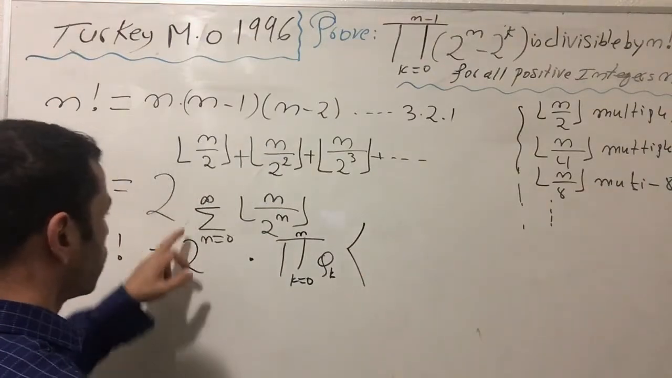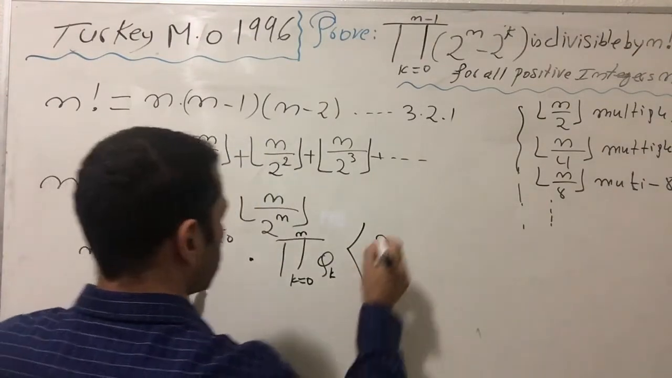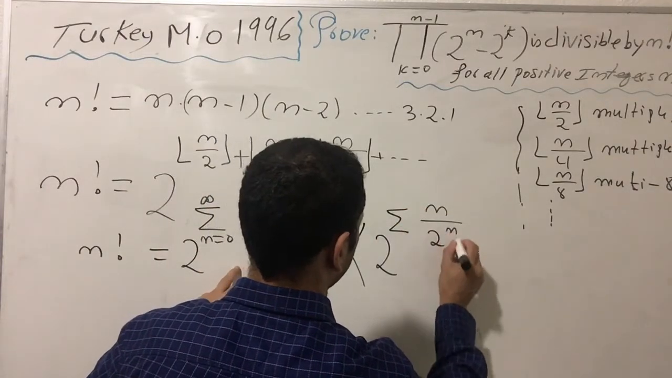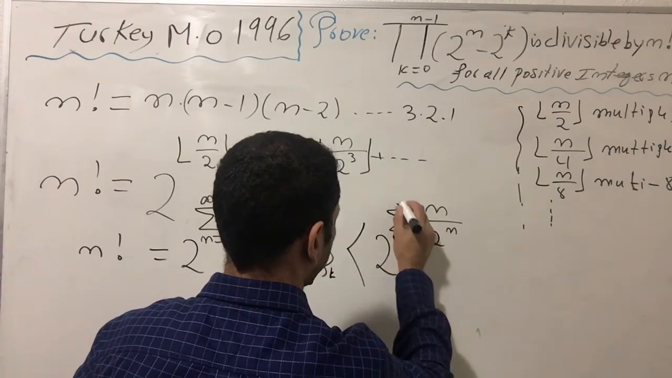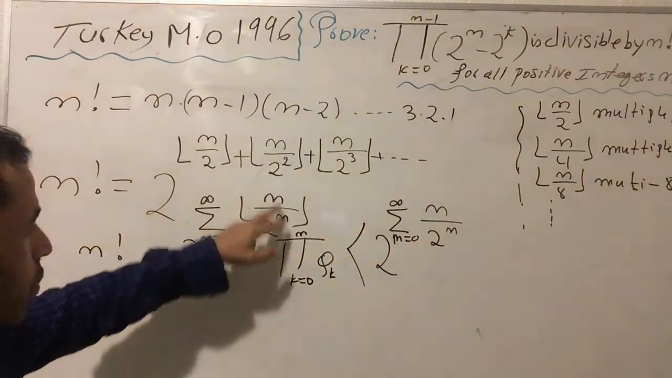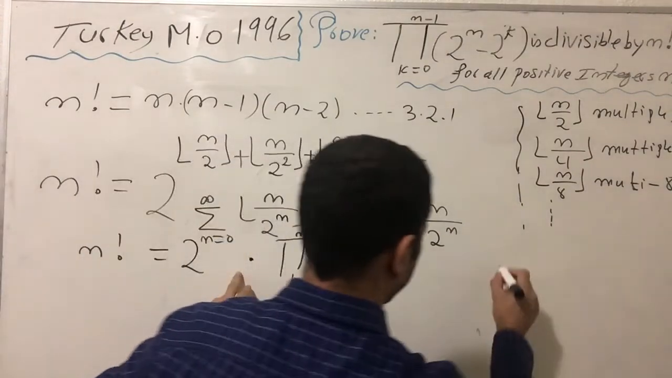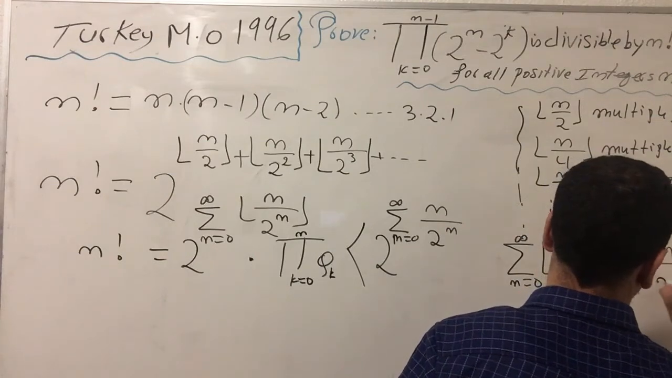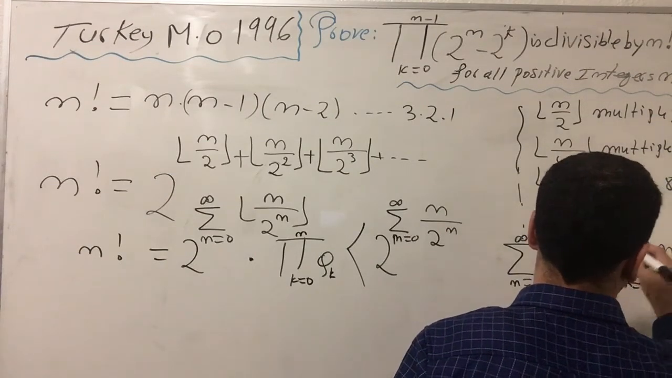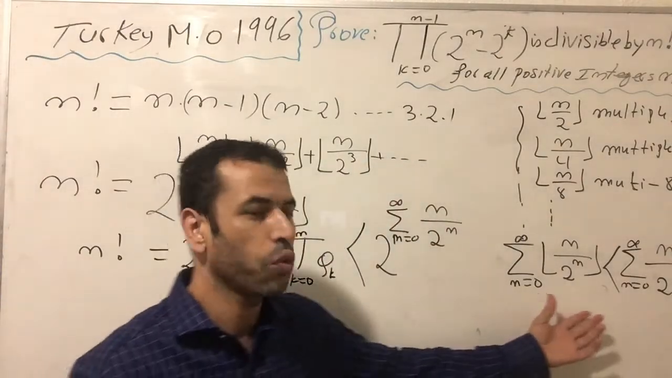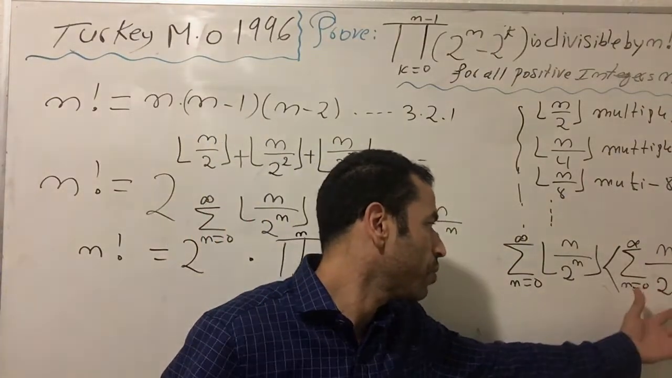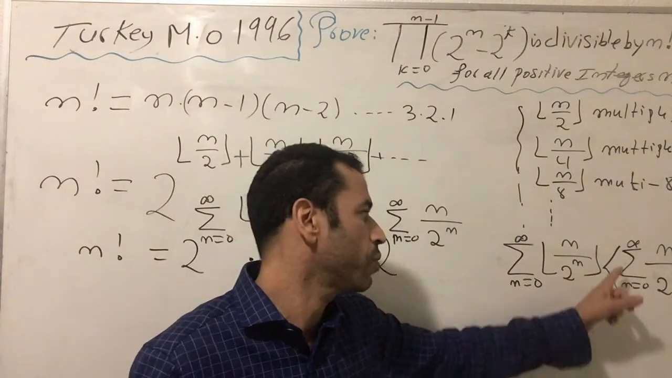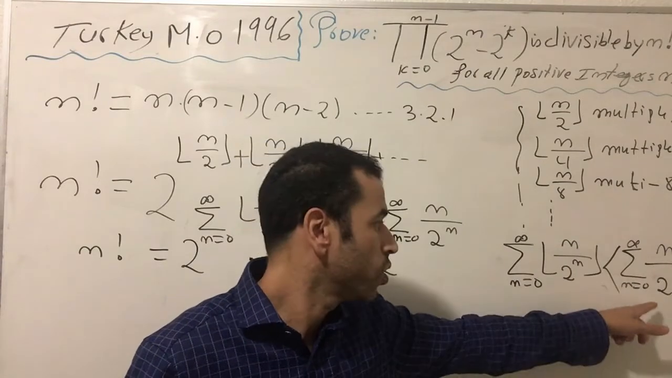This exponent is strictly inferior to the sum of n over 2 to the i, as i goes from 0 to infinity, because we have the floor, and the floor is strictly inferior when we have a fraction. If we have an integer, then it becomes inferior or equal to this number.